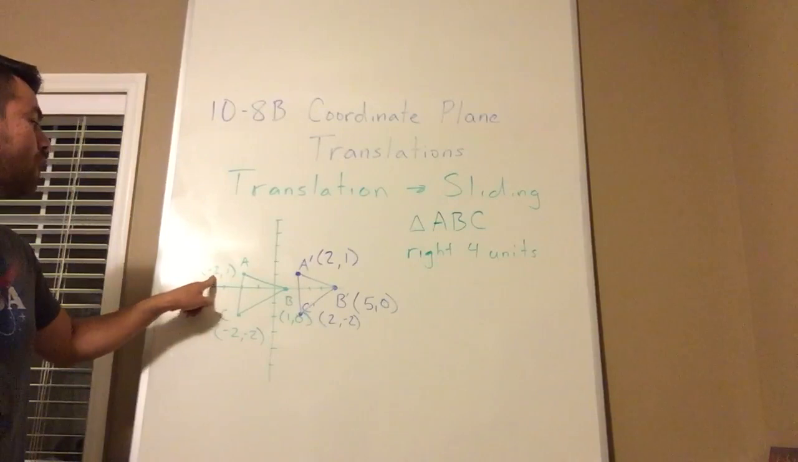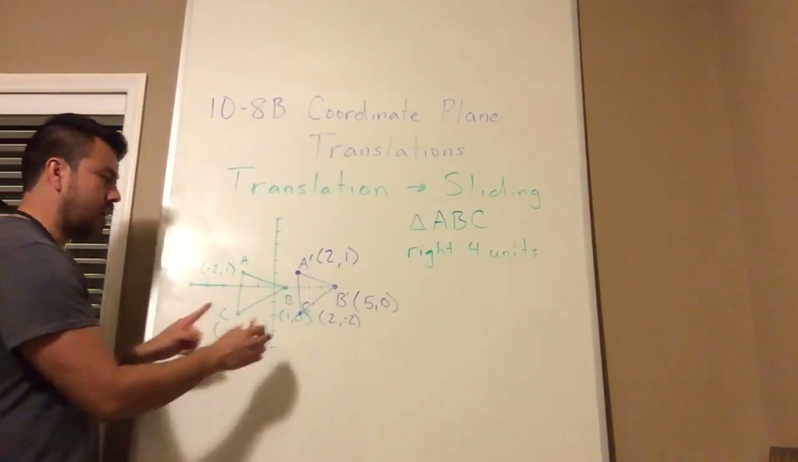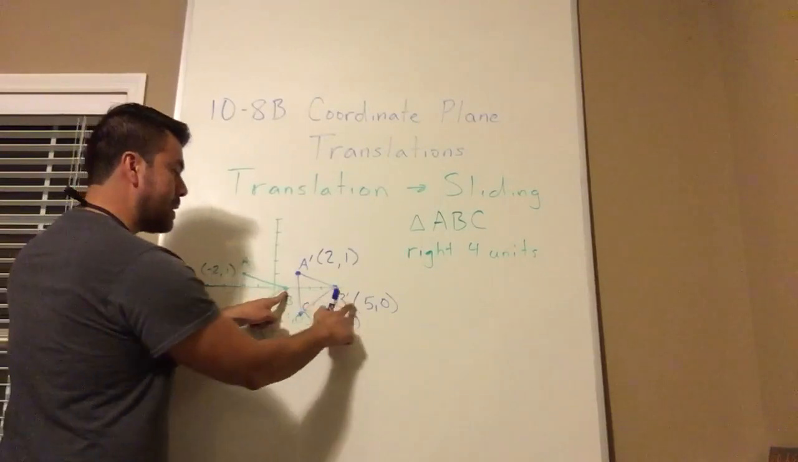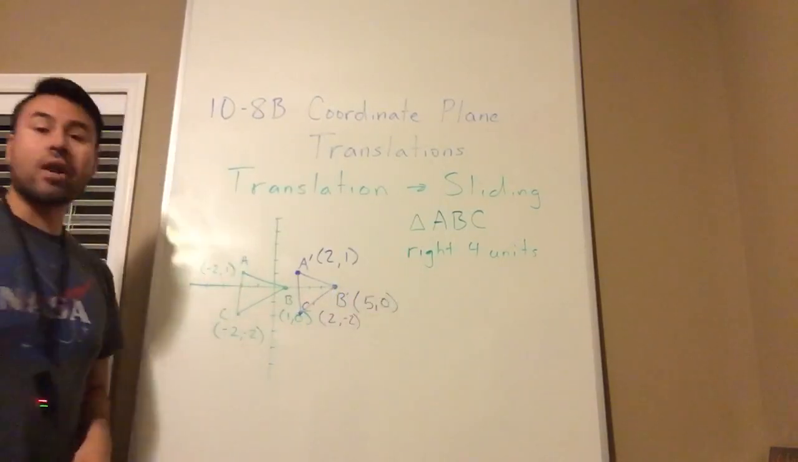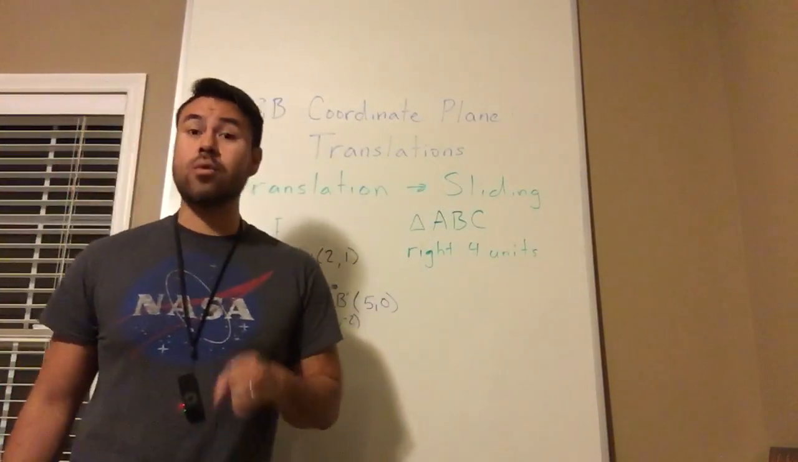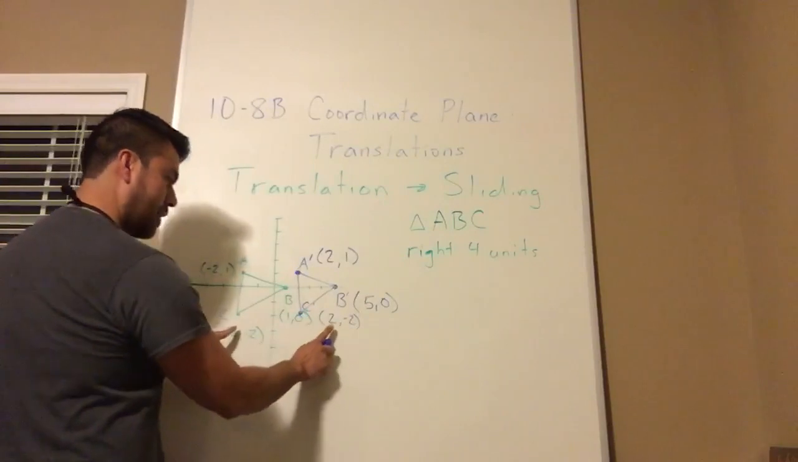You added 4 to that x coordinate, right? That's interesting. Okay, let's look at B. From B to B prime, I went from (1, 0) to (5, 0). What happened to that x coordinate again? You added 4, okay?